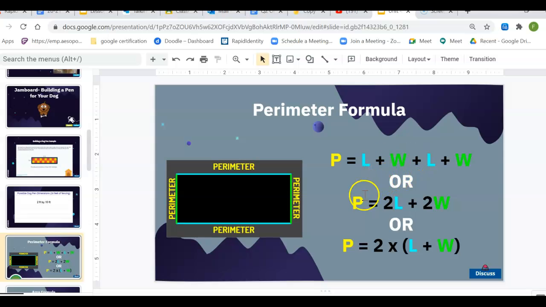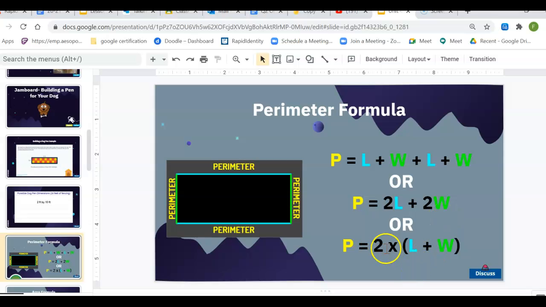Or since we know that the length for the top and the bottom are going to be the same, and the width for both sides is going to be the same, instead of doing basically repeated addition up here, I can multiply. I can say 2 times the length plus 2 times the width. I could do it that way, okay?